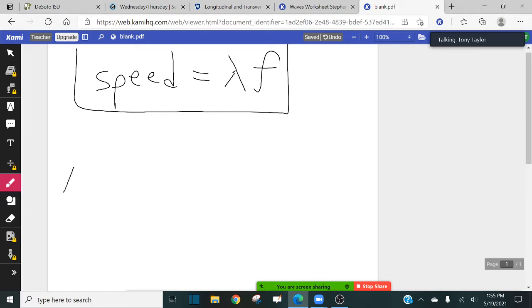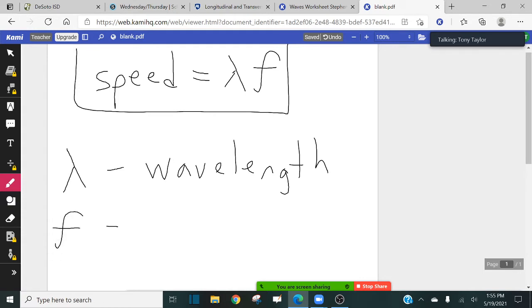Just so we're clear, I want everybody to understand what this symbol right here means. This is the Greek symbol lambda. And what lambda stands for is wavelength. So we use that symbol to represent wavelength, right? You guys obviously know what F is. F stands for frequency. And of course, frequency is typically measured in hertz. Wavelength is measured in meters typically. Okay. So this is the equation you're going to use to calculate the speed of a wave.